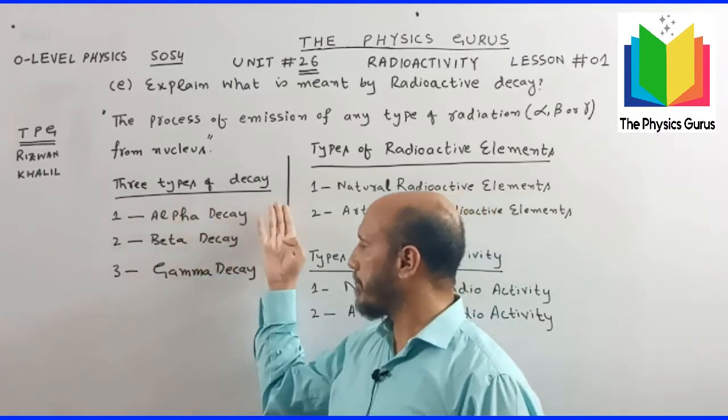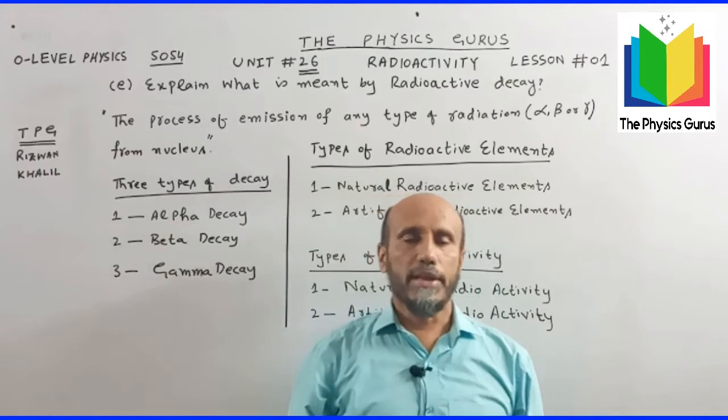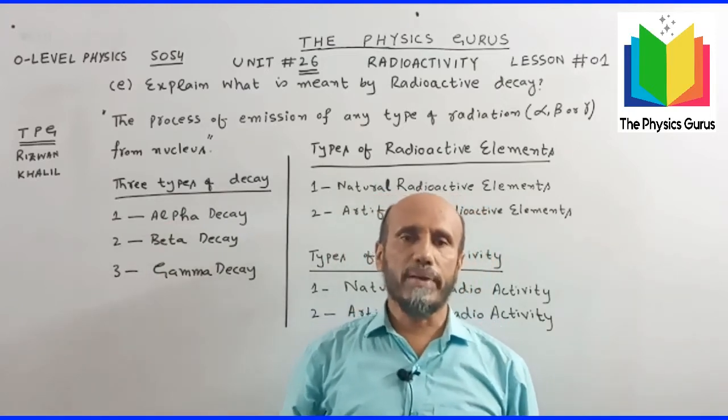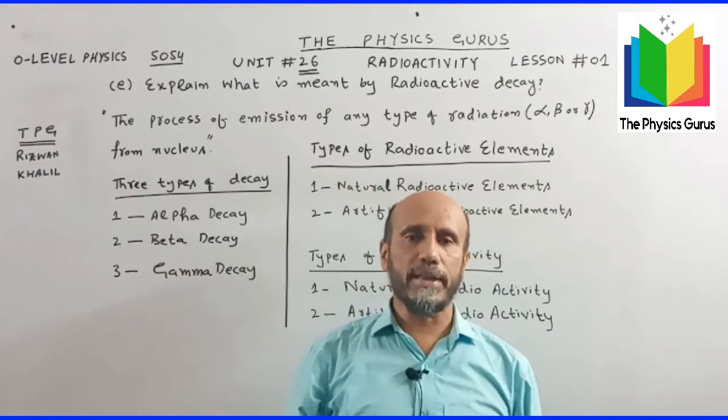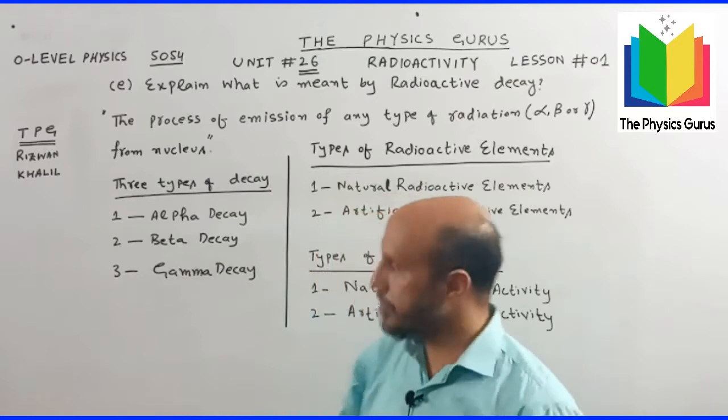So there are three types of decays as well: alpha decay, beta decay and gamma decay. In unit number 27, we will discuss in detail what is meant by alpha decay, beta decay and gamma decay.